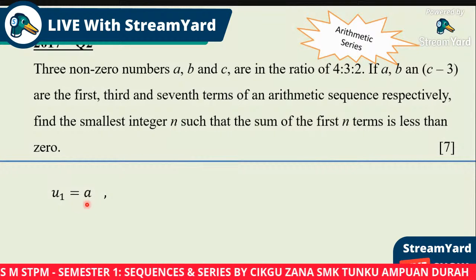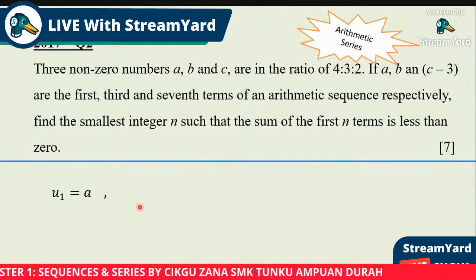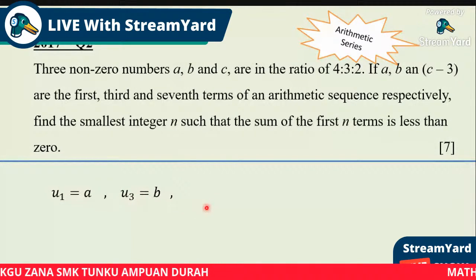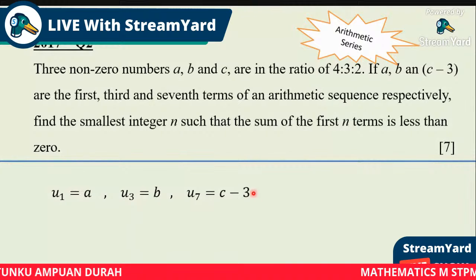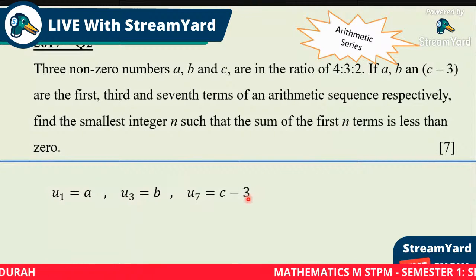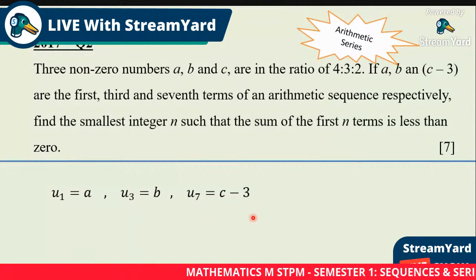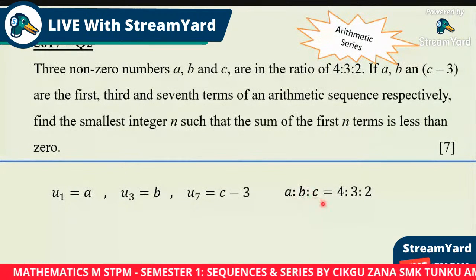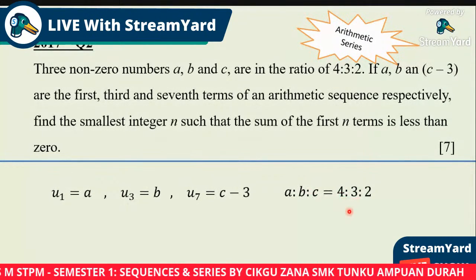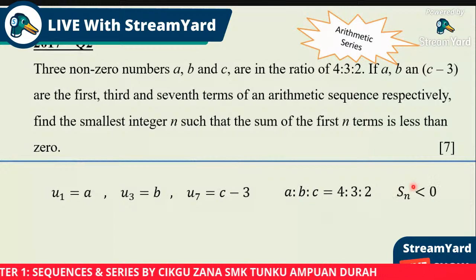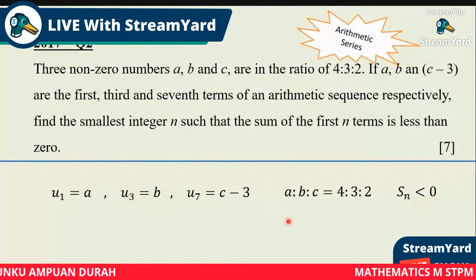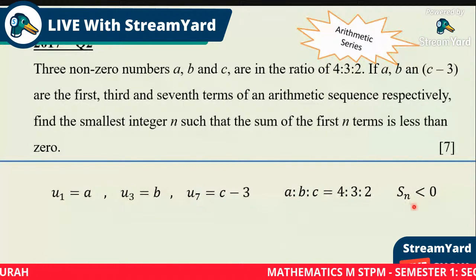So rewrite the information into mathematical sentences. First term is A, third term is B, and the seventh term is C minus 3. And recall the formula of the nth term. Ratio A to B to C is 4:3:2. And we want to find the smallest integer n such that S_n is less than 0. This is taking out the information from the question.